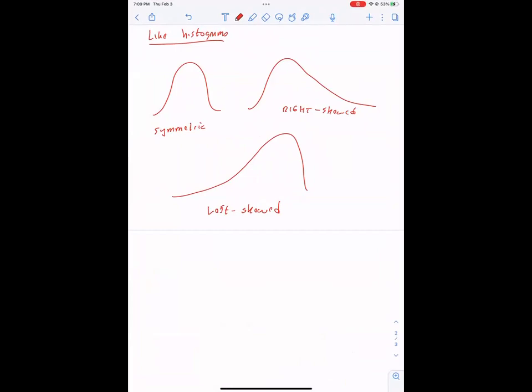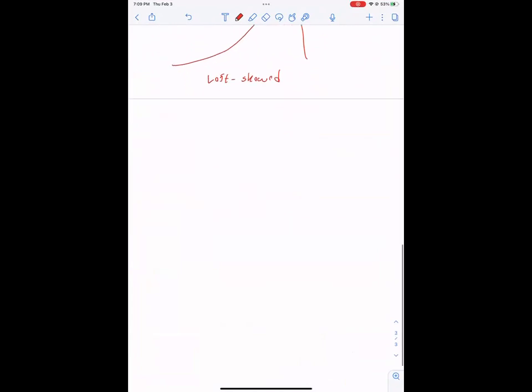Now, whenever we introduce something new, we want to relate it to things that we've done before. So let's talk about the median, mean, and mode for normal curves. No, not just normal curves, sorry, for density curves.